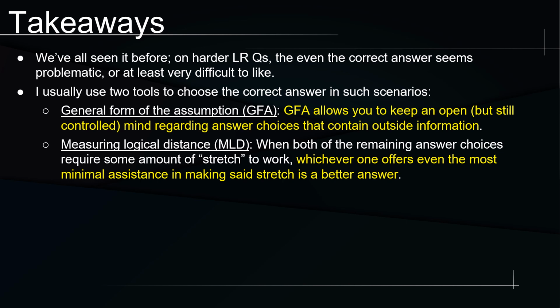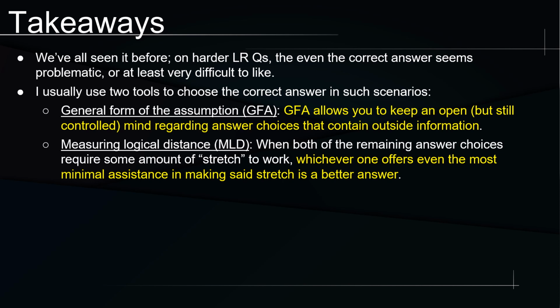Again, normally, and even in these situations, we don't really like outside information, but when the GFA triggers, that's your sign that, okay, we're probably looking at a situation where I'm going to have to at least engage with outside information on some level. Outside information doesn't make the answer automatically wrong. The second tool, MLD, is more broadly applicable. It's going to help you in those situations where you're maybe down to two answers, both of them require a stretch of some kind, and you just have no idea how to choose between the stretch.